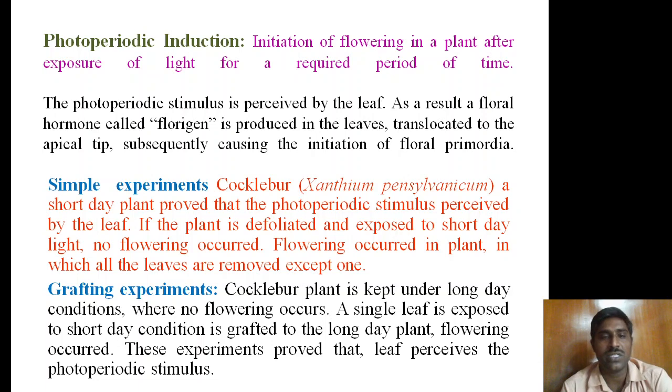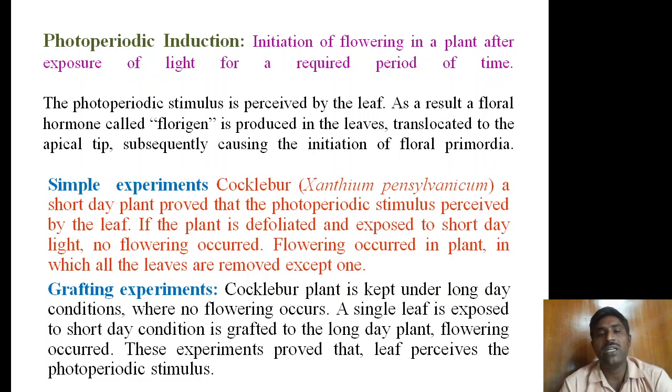Next, experiments. Generally, in the cocklebur plant, that means Xanthium pennsylvanicum, which is a short day plant, it was proved that the photoperiodic stimulus is perceived by the leaf. Generally, leaves are the essential parts which perceive the day length. Through the experiments, it was proved that leaves are the parts which perceive the photoperiodic stimulus.